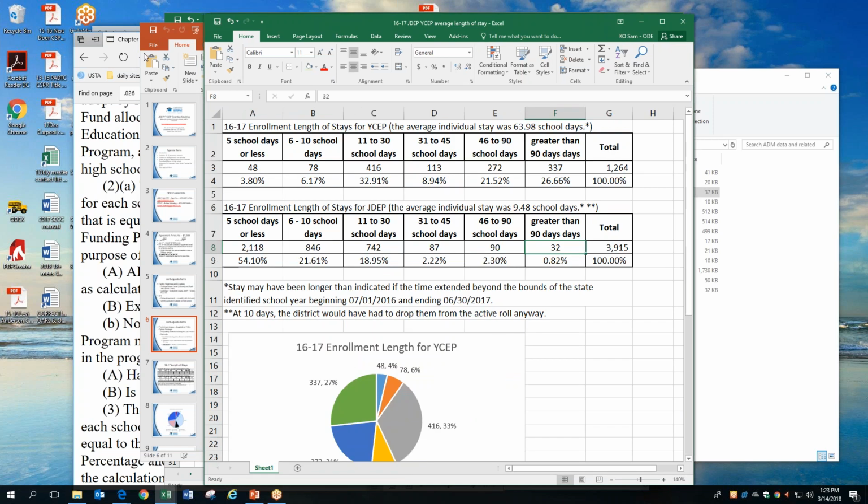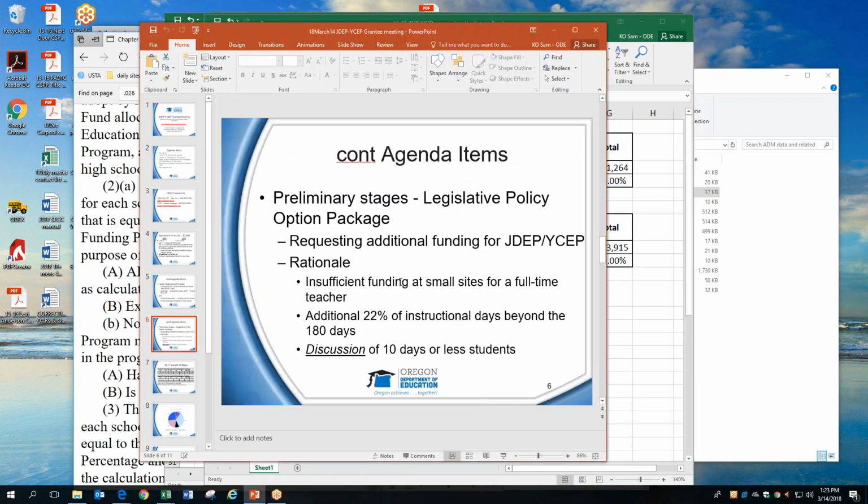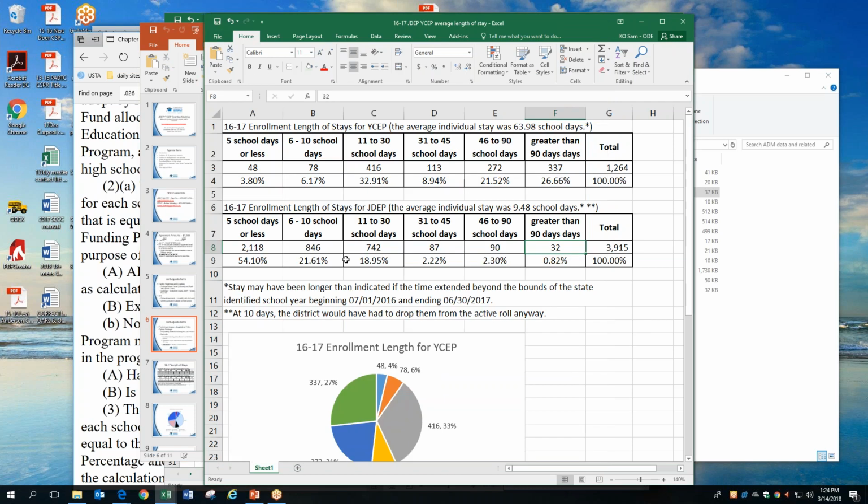So what we're thinking of asking for in the POP is not only additional funding for teacher and instructional days, but also additional funding to offset JDEP and YCEP not claiming on ADM the students that are there 10 days or less. Those students would still have to be entered into Synergy for tracking, but that still needs to be thought out and talked about. Our goal is, if we have sufficient funding, JDEP and YCEP will not claim ADM for those students, so that those students don't have to unroll from the neighborhood K-12 school.